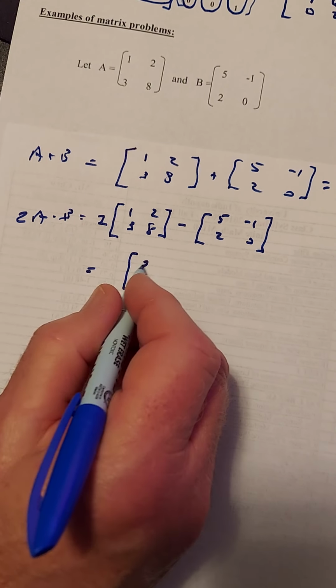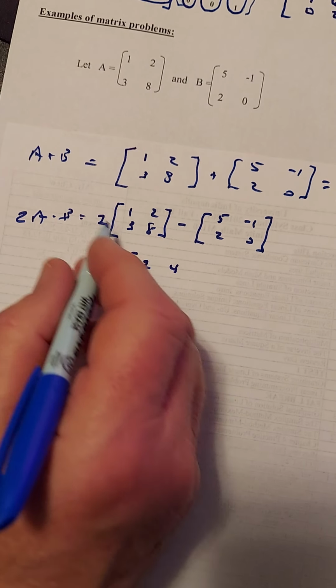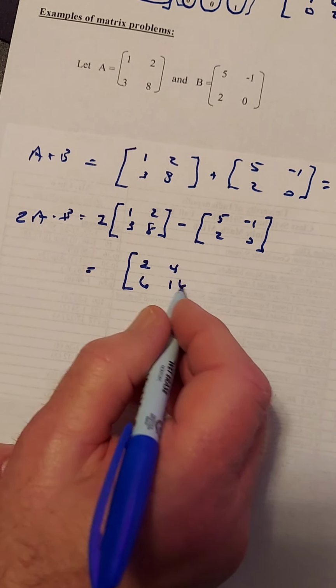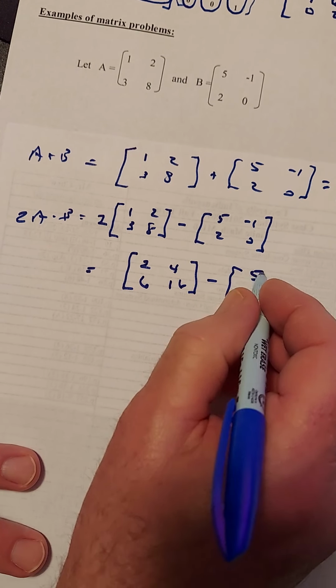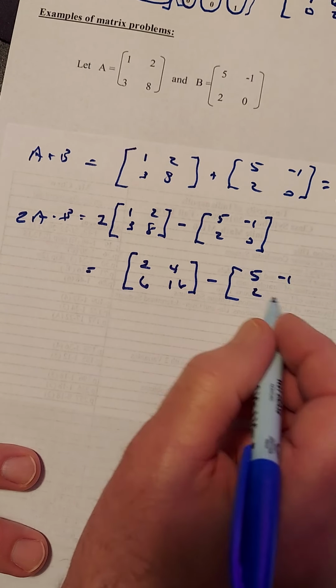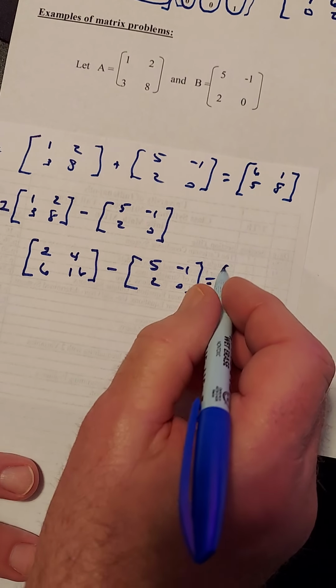So 2 times 1 is 2. 2 times 2 is 4. 2 times 3 is 6. And 2 times 8 is 16. And then we're going to subtract 5, negative 1, 2, and 0. And we'll put the answer over here.